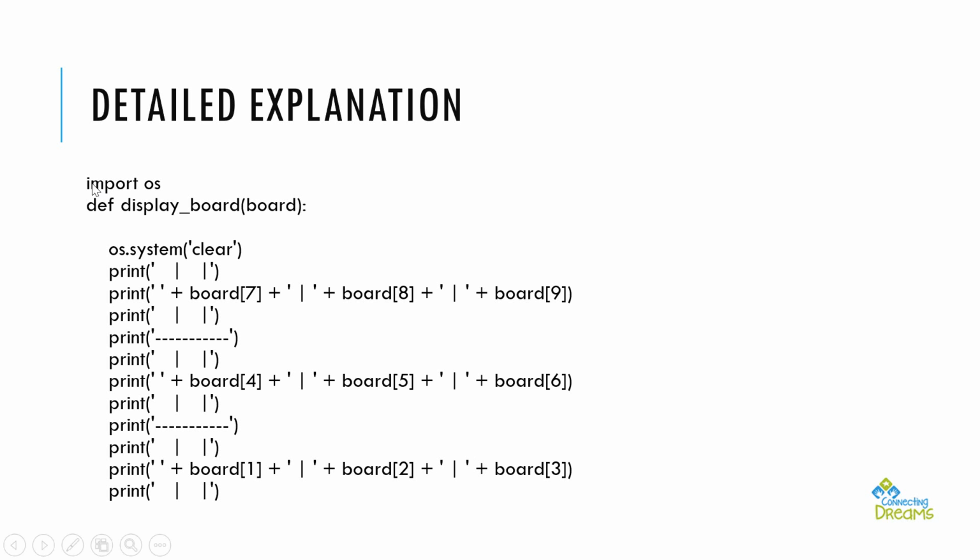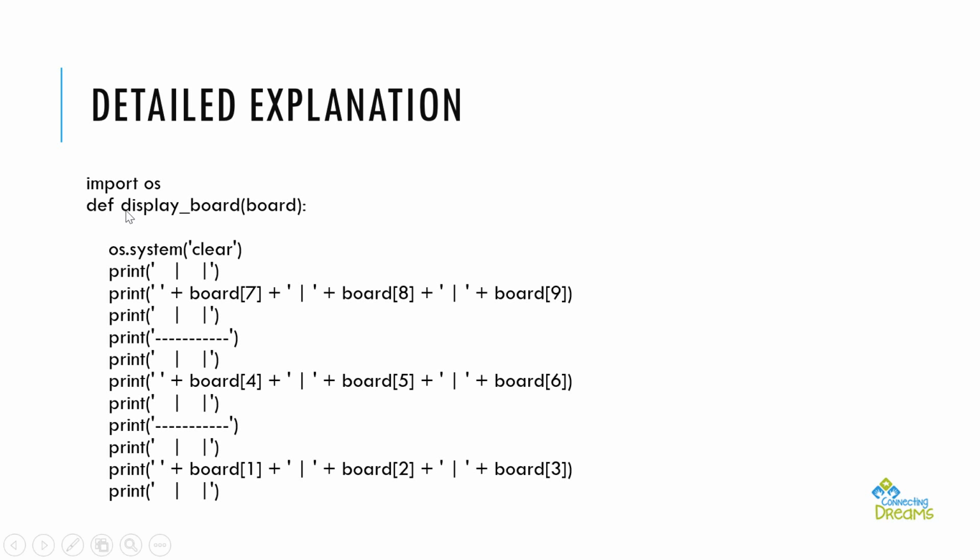So here in the very first line we have said import os. So we are going to import a particular library called operating system. This library is quite useful when we try to clear the complete display. So we are going to call this function os.system with single quotes 'clear'. This will help to clean the display every time the user makes a new entry, and it will refresh the entire screen for us.